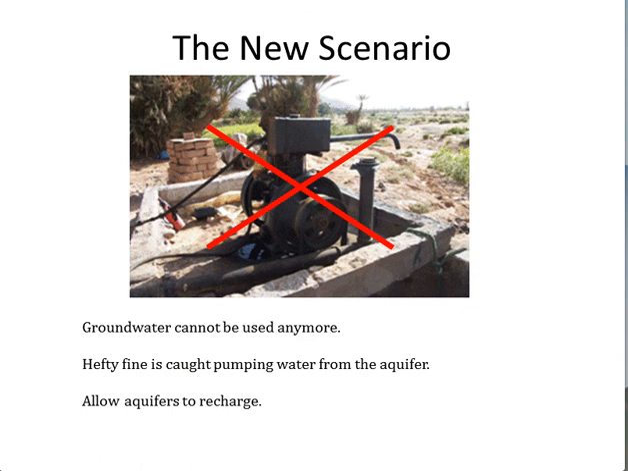So first of all, we forbid the use of groundwater. We imagined a scenario where we were able to restrict this use, and if people used groundwater, they would face a fine and we would be able to catch them. So that's the first part of the scenario.